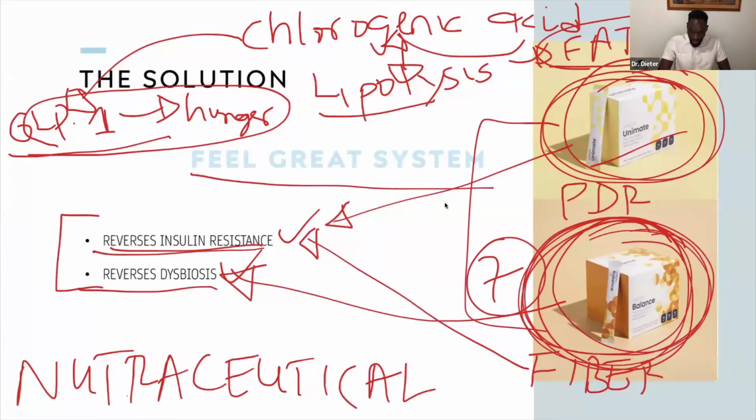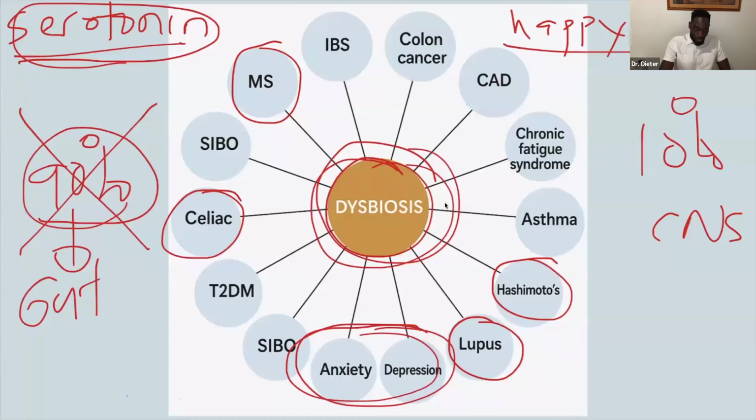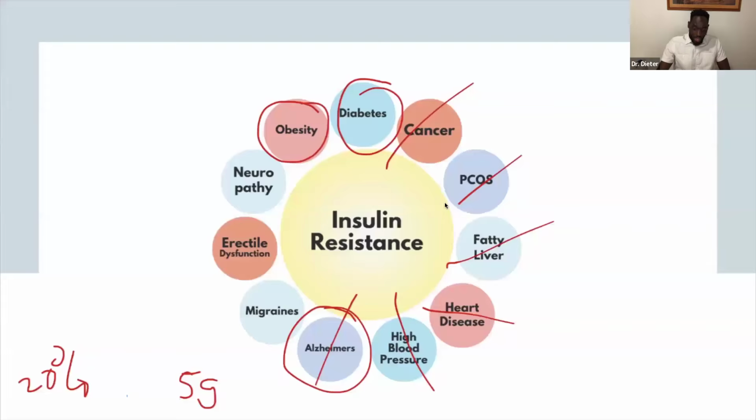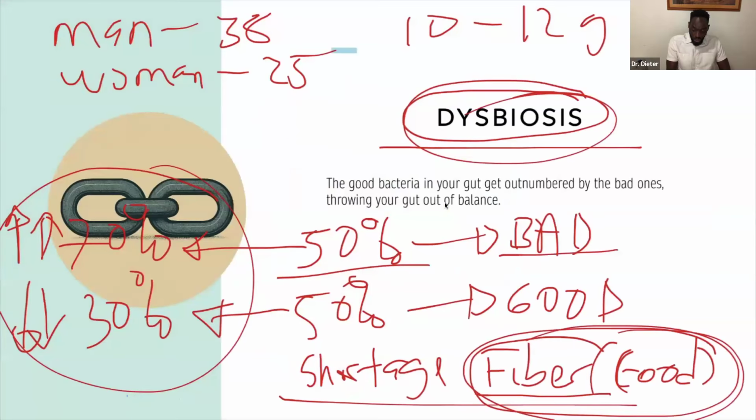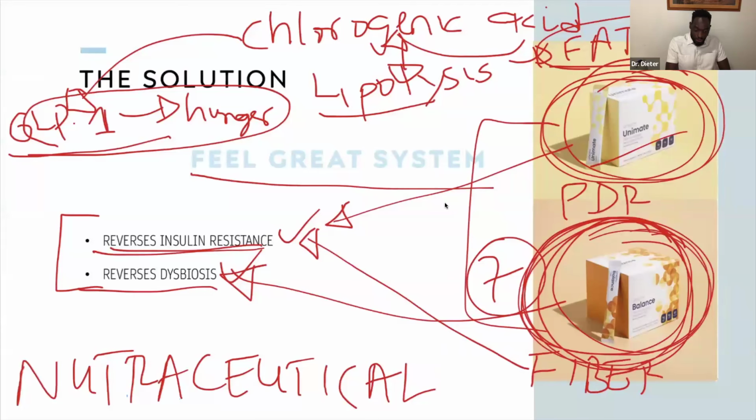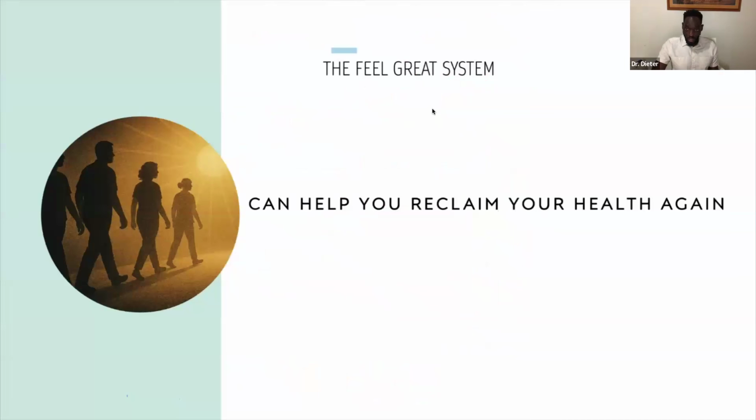So I'll end by saying this: if you struggle with any chronic medical condition, chances are those chronic medical conditions are the result of insulin resistance or the result of dysbiosis or a combination. And there is good news. The Feel Great system, by using the science of intermittent fasting and fiber supplementation, can help you to reclaim your health again.